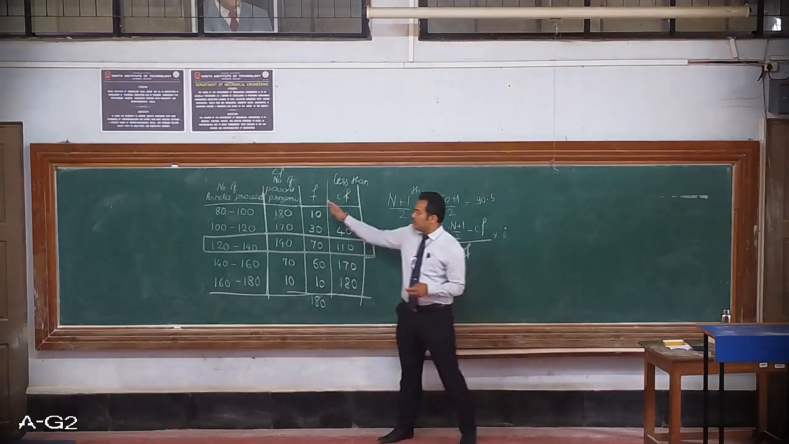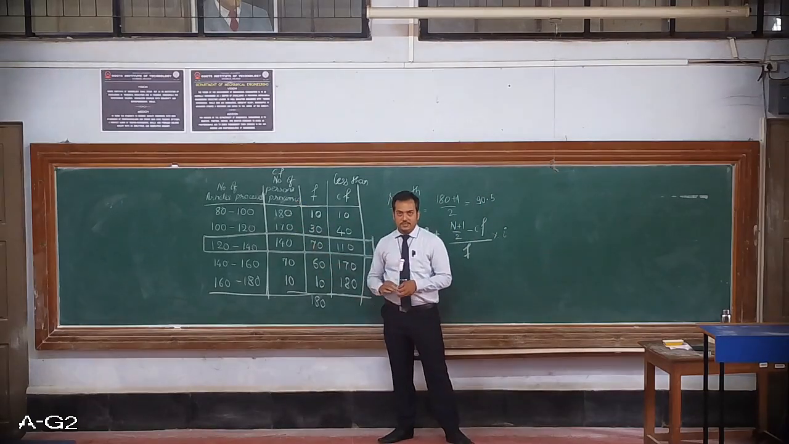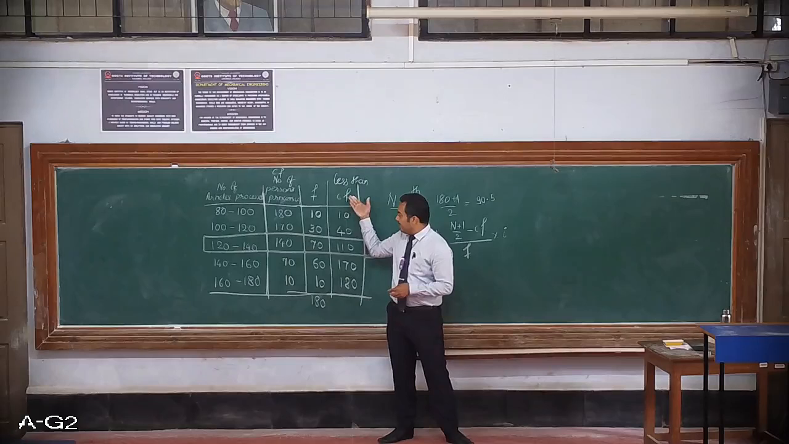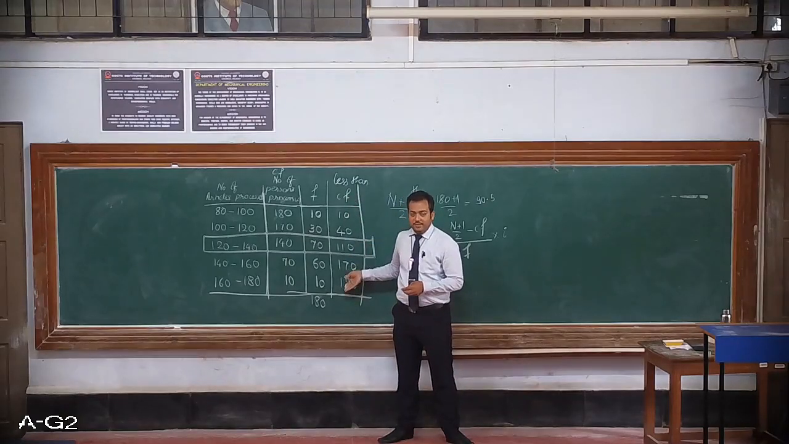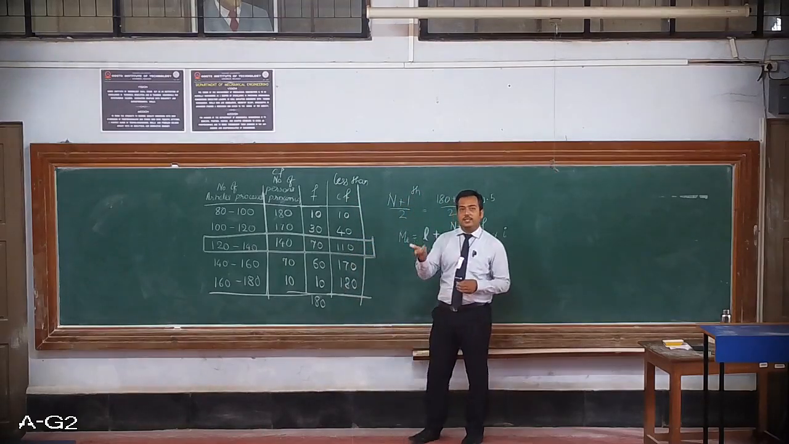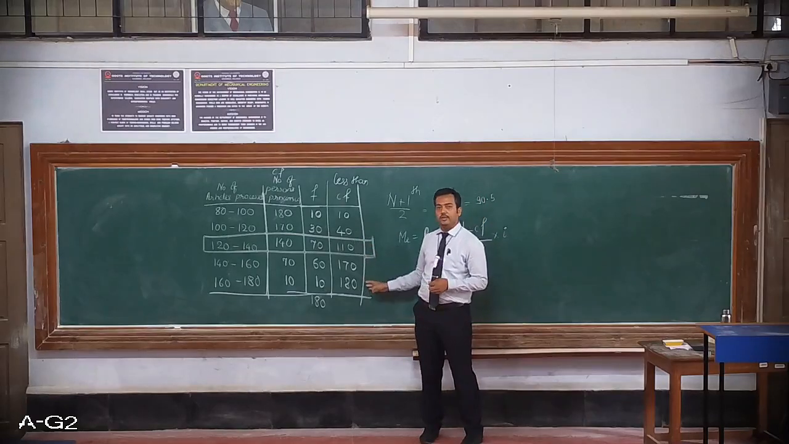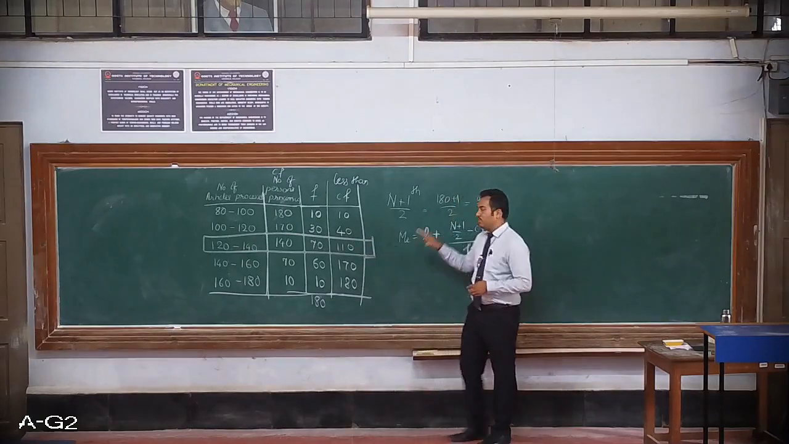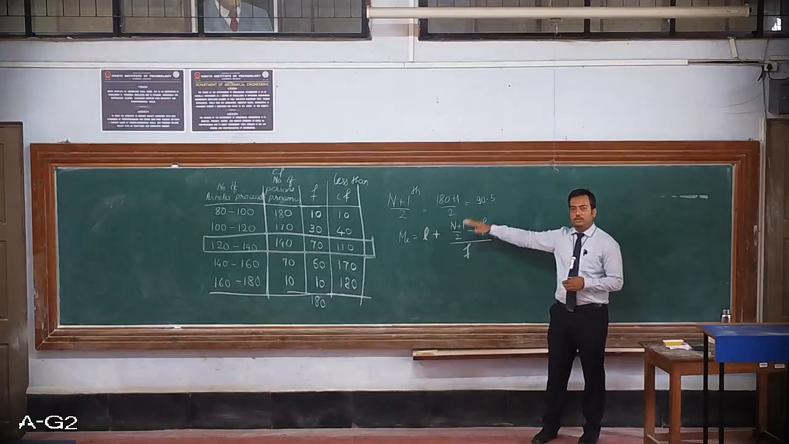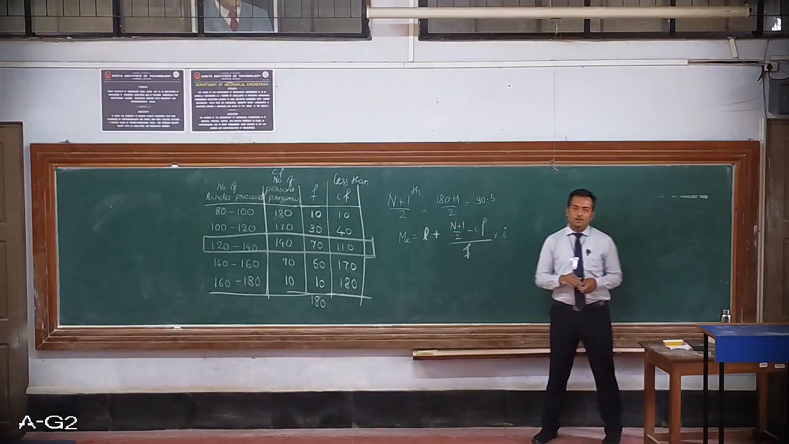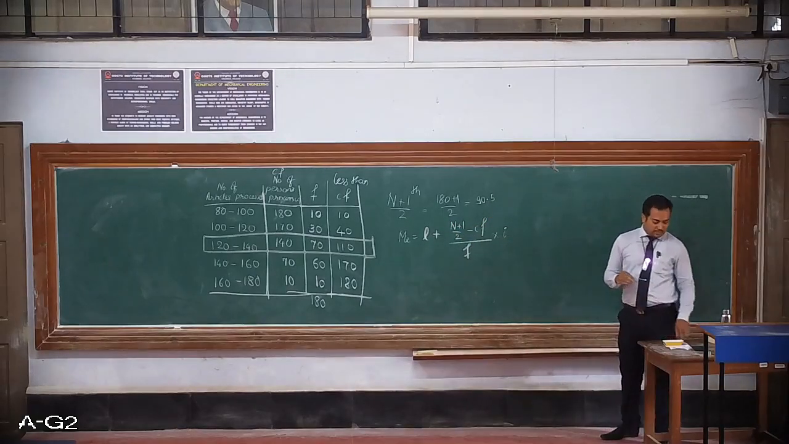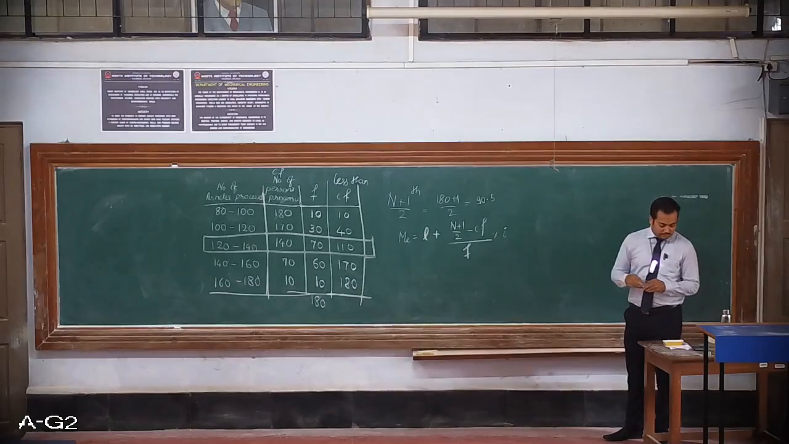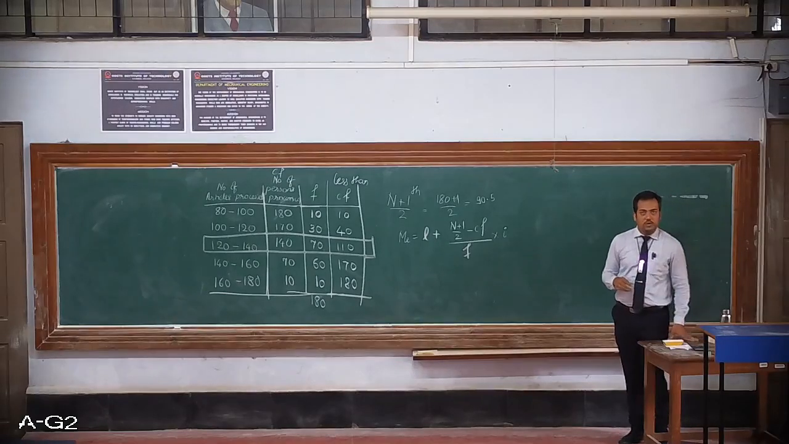So you should be able to find the normal frequencies from any given frequencies. Even if only less than cumulative frequency was given, in that case we should be able to extract the normal frequencies from less than cumulative frequencies, and then apply the same formula, substitute the values, and you will find the value of median. So I hope you have understood all these examples of median.